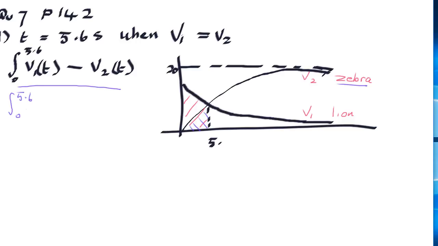So let's put in the values. The velocity 1 function was 15e to the minus 0.1t. And we're taking away the lower function, the v2 function. So we're taking 20 take 20e, so it's going to be plus 20e to the minus 0.1t, with respect to t.